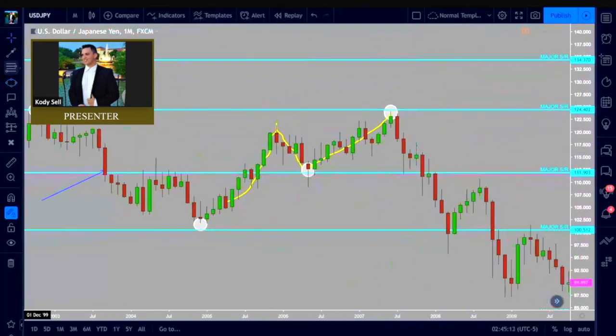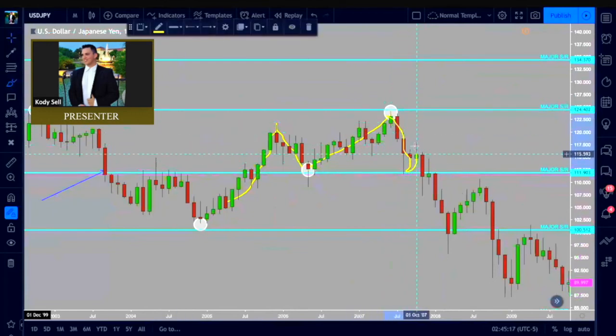And where do we go? We go back down to our support, bounce a little bit, break through, retest, it holds as resistance. Where do we go? Support. Where do we go from support?